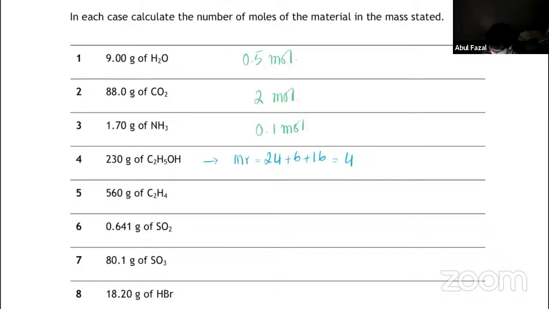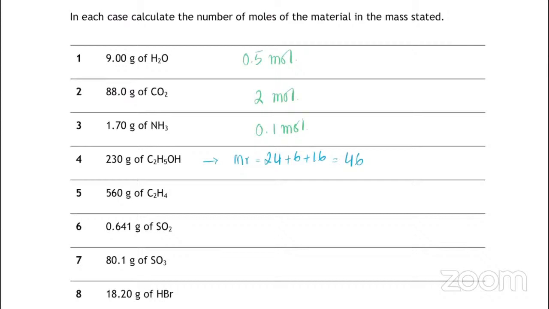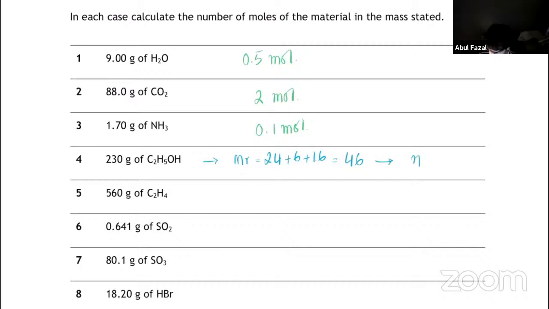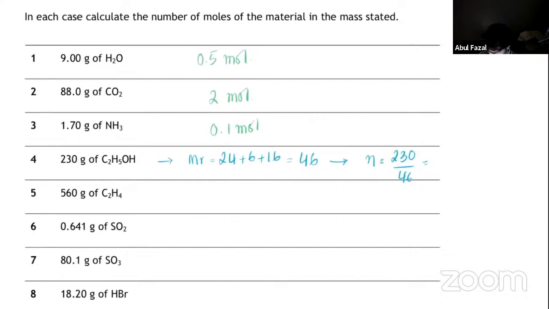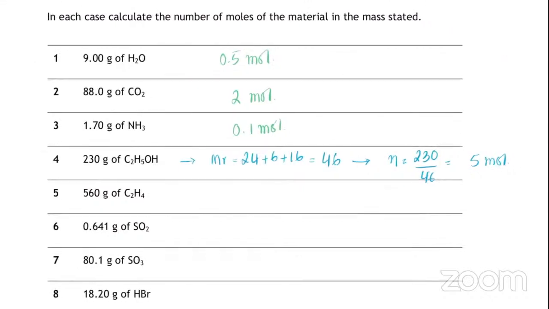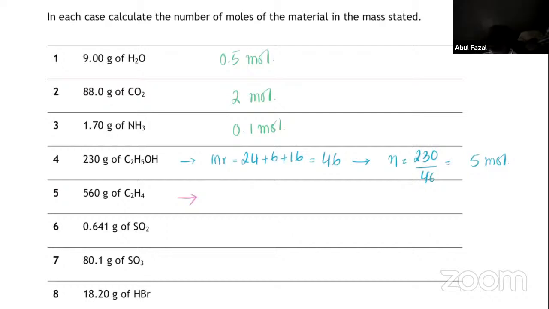I think Ramsha, or who said it? Who was it? Yes, sir, I said it. All right, brilliant. Okay. And then the moles is going to be 230 over 46. And what is that, 5? 5? Yes, it's 5. Brilliant.